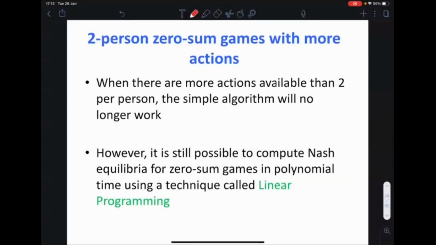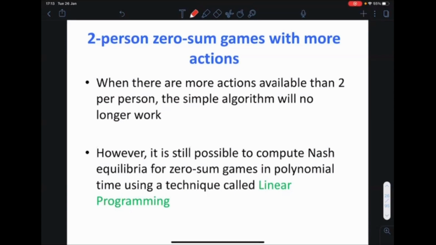I just quickly reviewed a simple way to calculate a two-person zero-sum game. But what happens if you have more actions? Particularly in the zero-sum case, that kind of thing wouldn't be straightforward. But we still were able to calculate the Nash equilibrium for a zero-sum game in polynomial time.